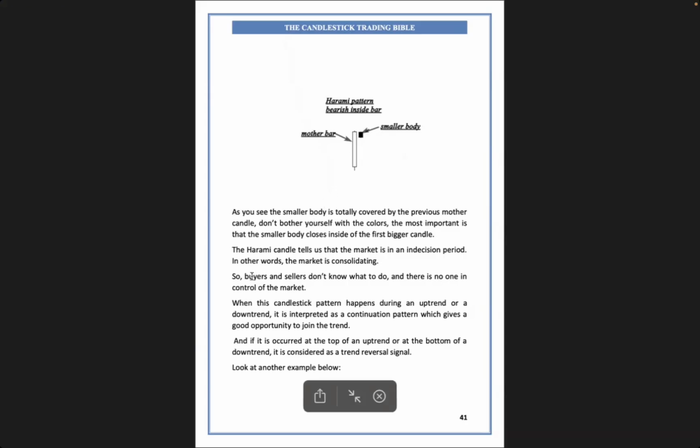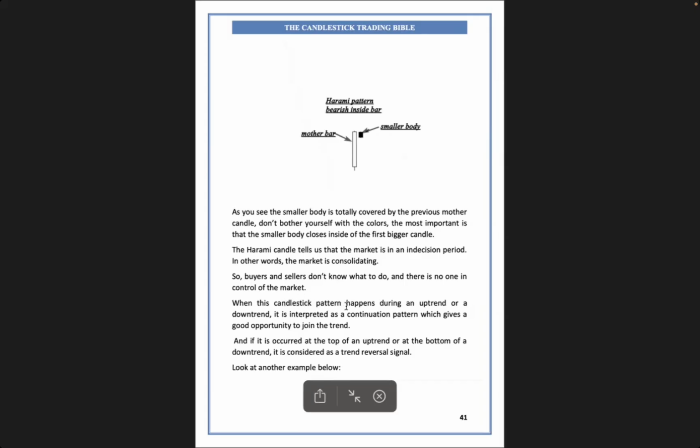Buyers and sellers don't know what to do, and there is no one in control of the market. Here buyers are losing control, and sellers too. At that particular point in time, maybe they both have to reload or refill, like in a war, or they've both exhausted most of their resources. So it's like there's little fuel to really push price. So that's basically it.